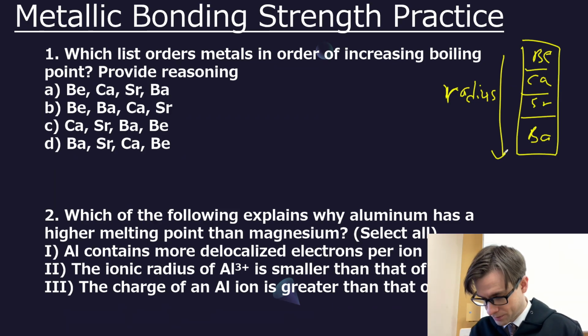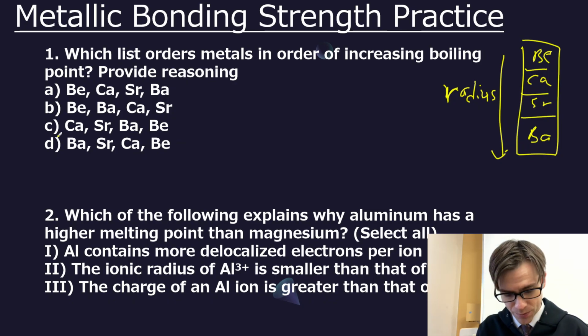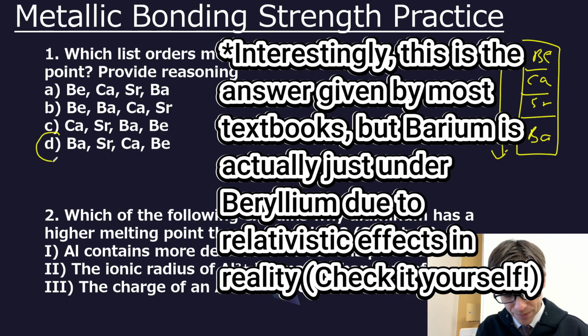So if radius defines this, beryllium has the smallest radius. Smallest radius means strongest bonding. So it's either going to be C or D. And then which is the lowest? It's going to be barium with the largest radius at the bottom.